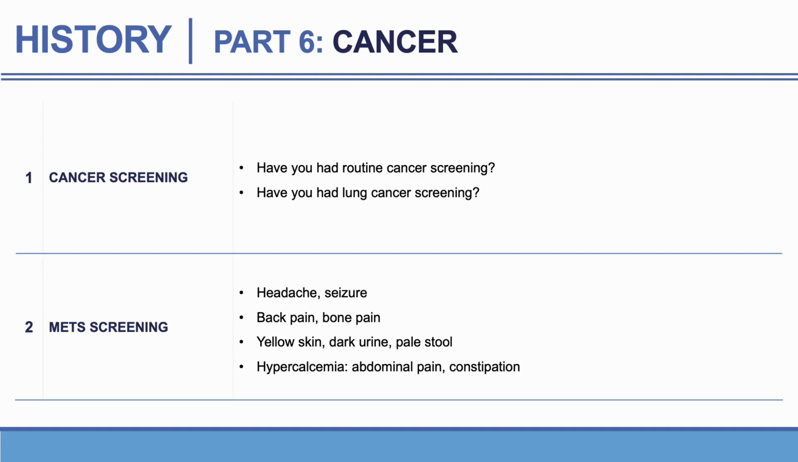Then we want to ask about metastatic spread of the cancer, if that's what we're thinking is the diagnosis. So it's important to ask if they've had any headaches or seizures, any back pain or bone pain, maybe any yellow skin, dark urine, pale stools, or any symptoms of hypercalcemia like abdominal pain or constipation.